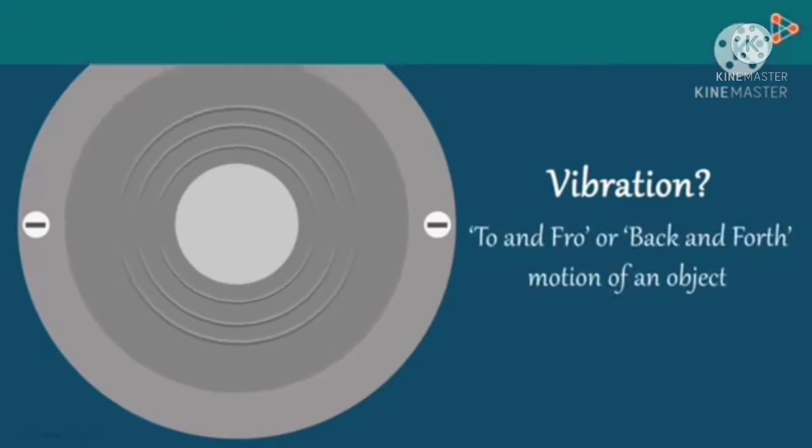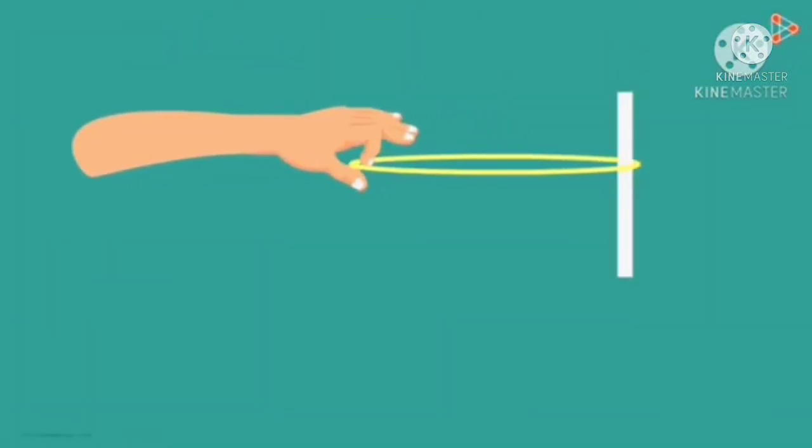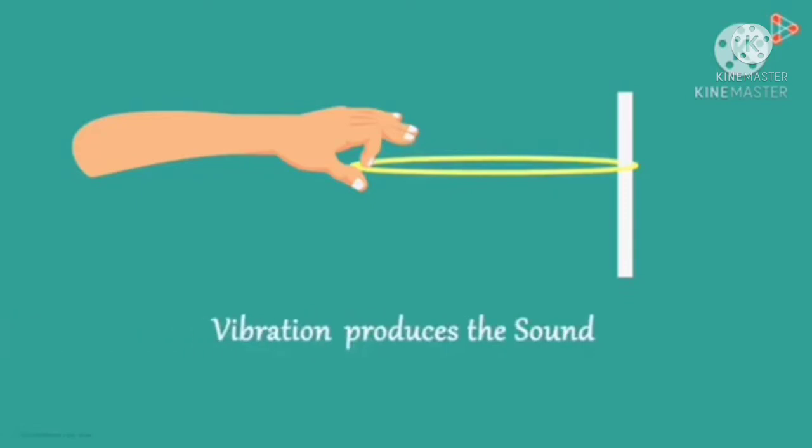For example, if we stretch a rubber band in our hand and pluck it in the middle, it starts to move back and forth. It shows it starts to vibrate. It is thus vibration that produces sound. Yes, the vibrating body produces sound. I hope all of you understood this topic.